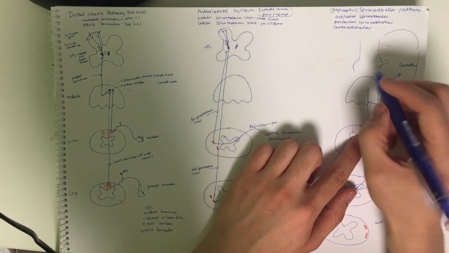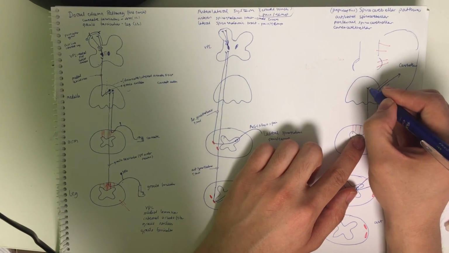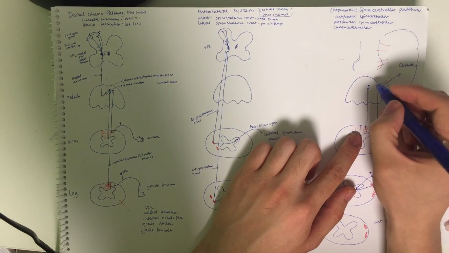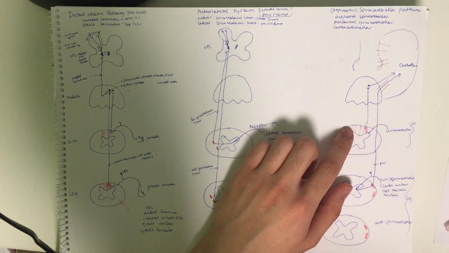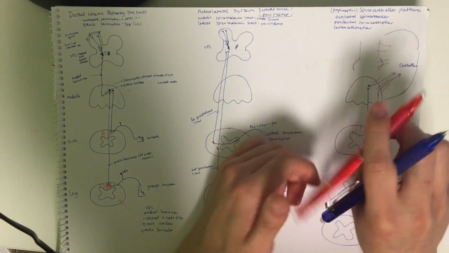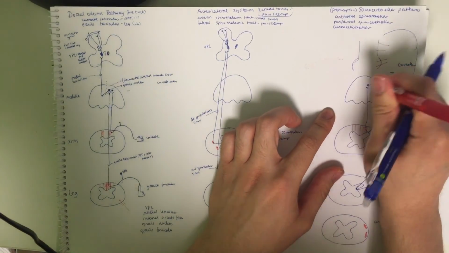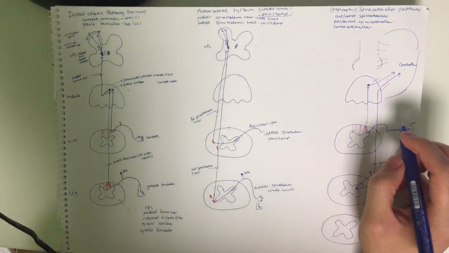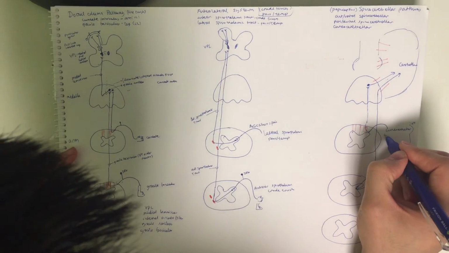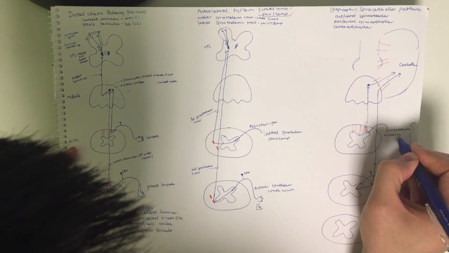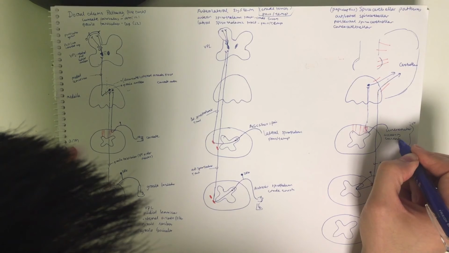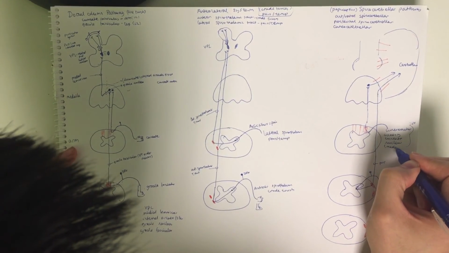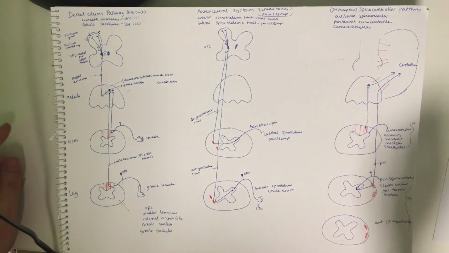So it ascends upwards, and in the medulla, it's going to synapse at this nucleus here and then enter the cerebellum. Through what? The inferior peduncle. Now, what's this nucleus called? The name for it is the accessory cuneate nucleus. Okay, where is it found? Medulla. Quite important, it's medulla.